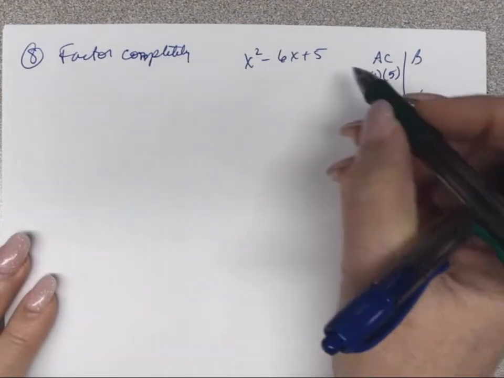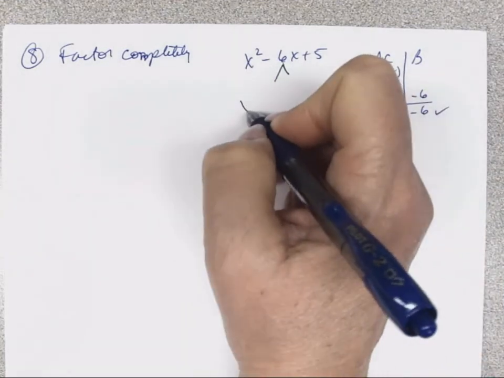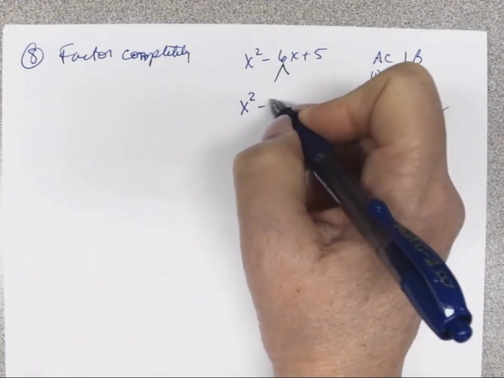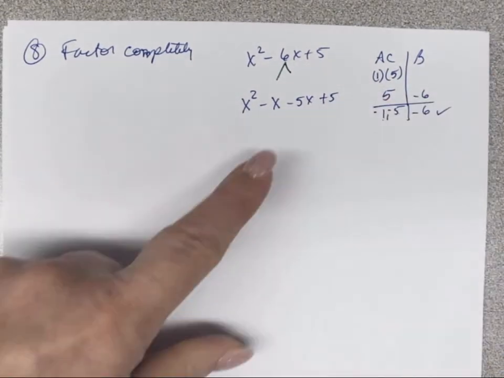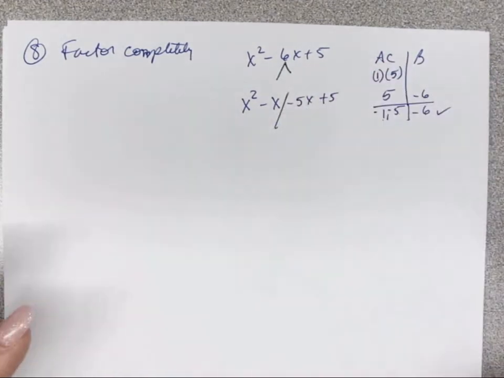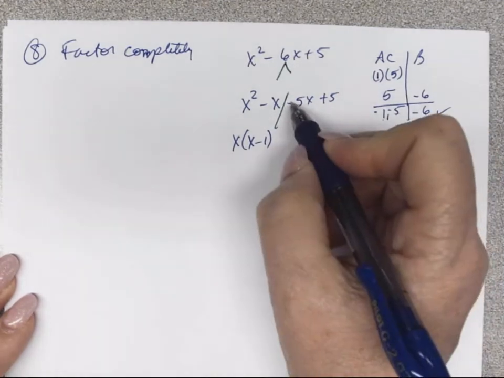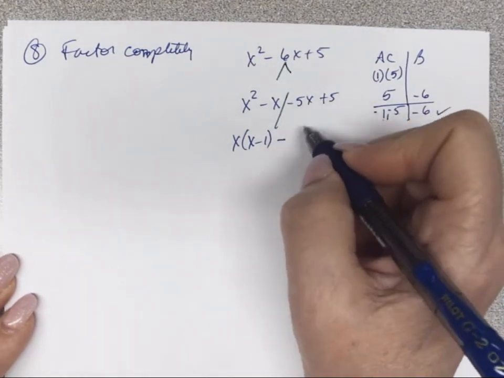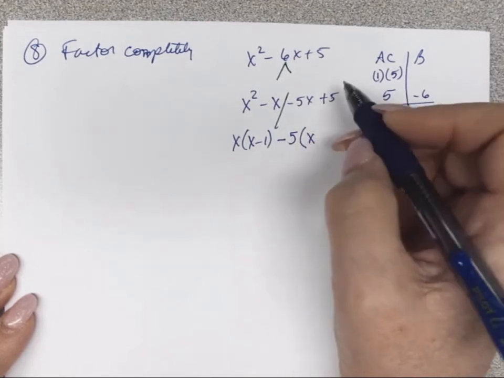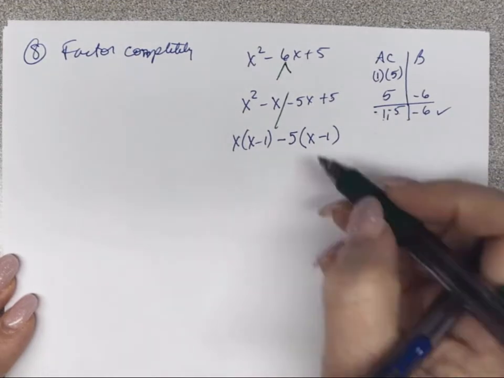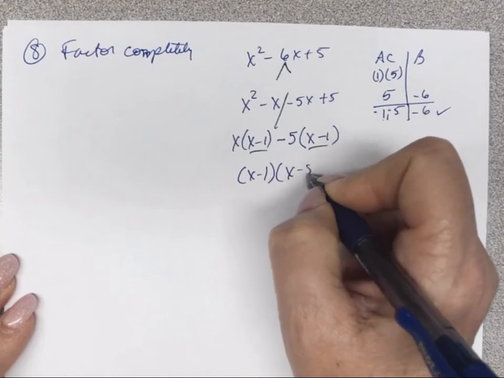So we're going to take these two numbers and rewrite our middle number here. So x squared minus x, because it's minus 1x, minus 5x plus 5. And you can write the 1 if you want in front of it, but you do not have to. On the first half, we can factor out an x, and we get x minus 1 left over. Bring down our minus, and we can factor out a 5. And we end up with x, and positive 5 divided by negative 5 would be negative 1. Again, the parentheses match. So we get x minus 1 times x minus 5.